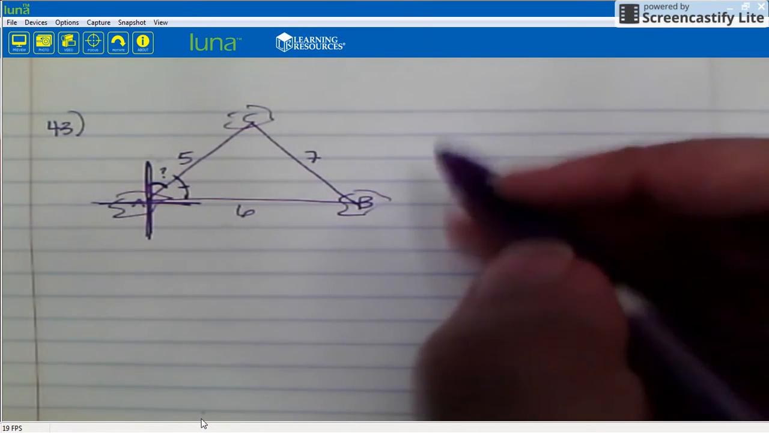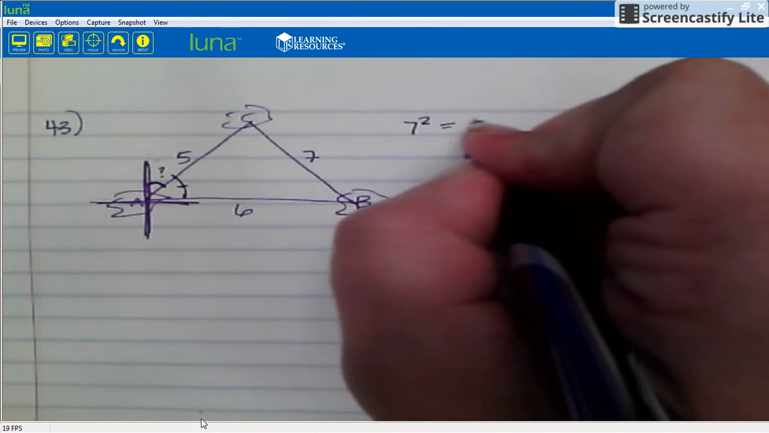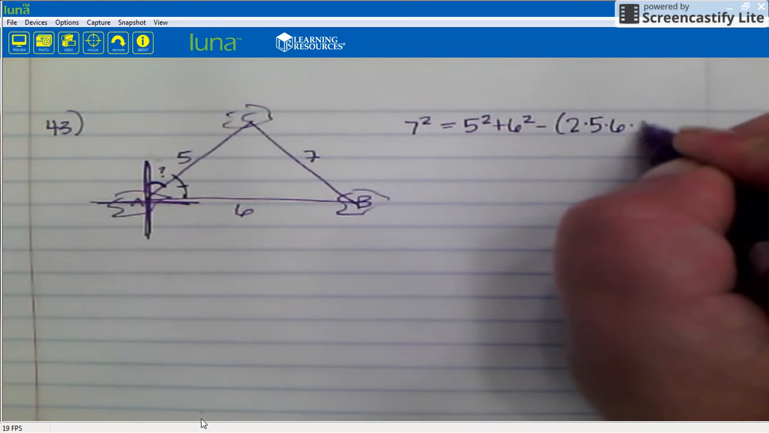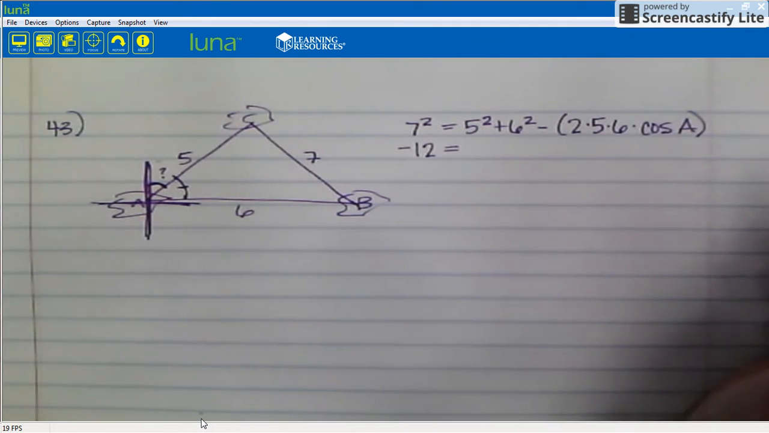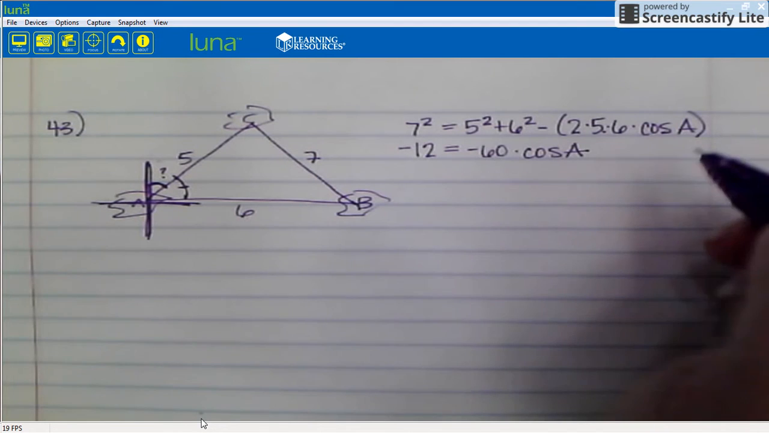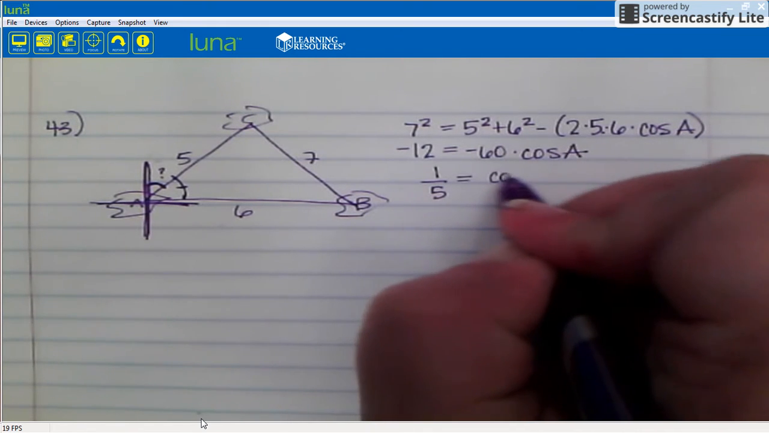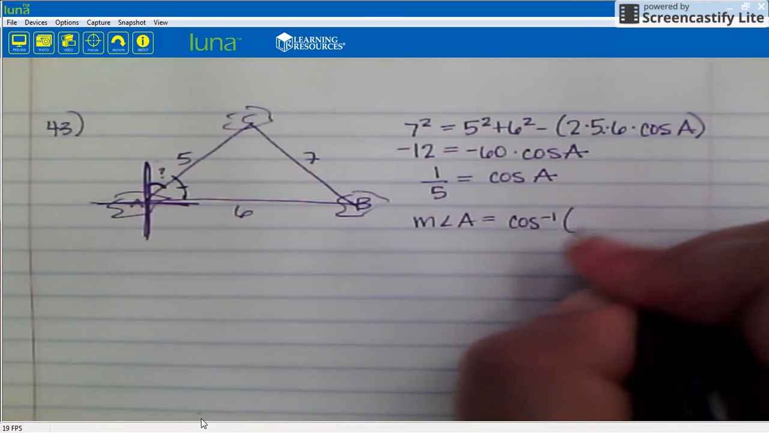So I'm going to have 7 squared, because I'm solving for angle A, so I use the opposite side, is equal to 5 squared plus 6 squared minus 2 times 5 times 6 times the cosine of A. So I have 49 minus 25 minus 36 gives me negative 12 is equal to, this is 10 times 6, which is going to give me 60, negative 60 times the cosine of A. And I divide both sides by negative 60, and this is going to give me 1/5 equals the cosine of A. Well, to solve for the measure of angle A, I'm going to use the inverse cosine of 1/5.